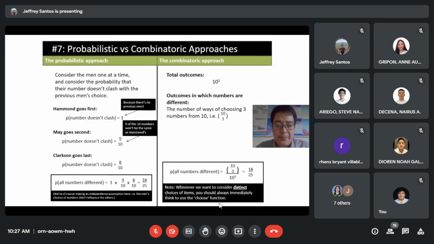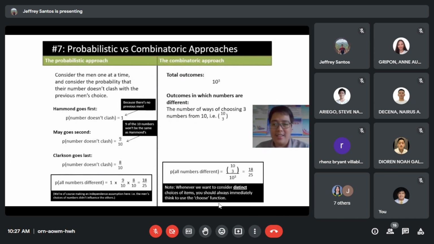So therefore, the probability that all numbers will be different, what will we do? We are just going to multiply the probabilities we got for each of them. So 1 times 9 over 10 times 8 over 10. If you simplify this, that is just equal to 18 over 25.